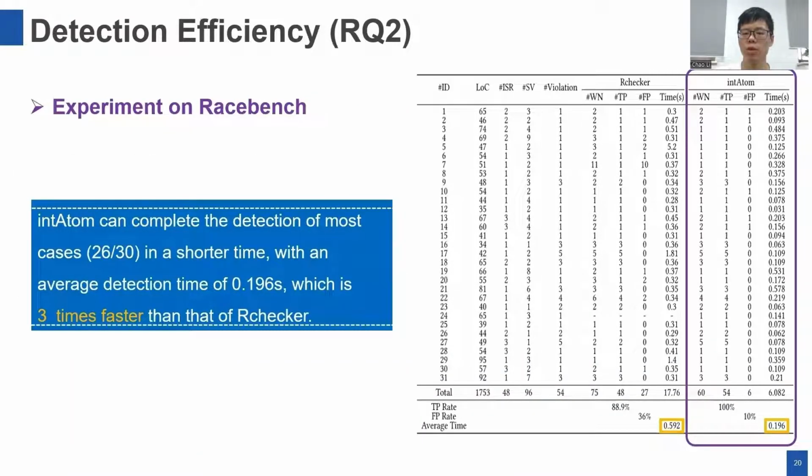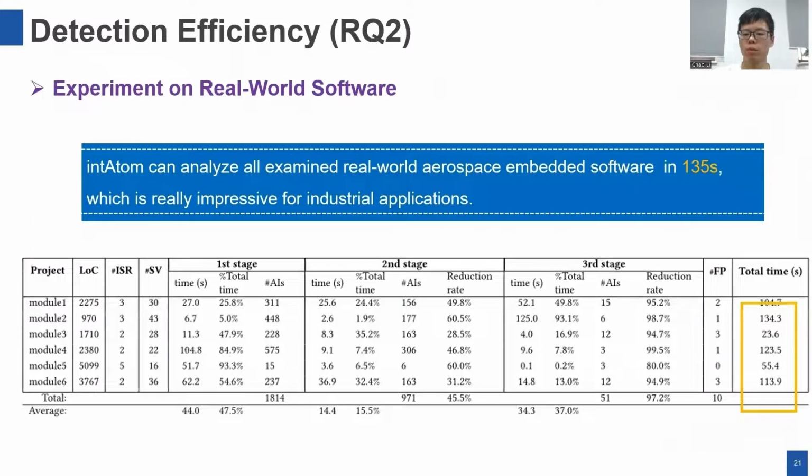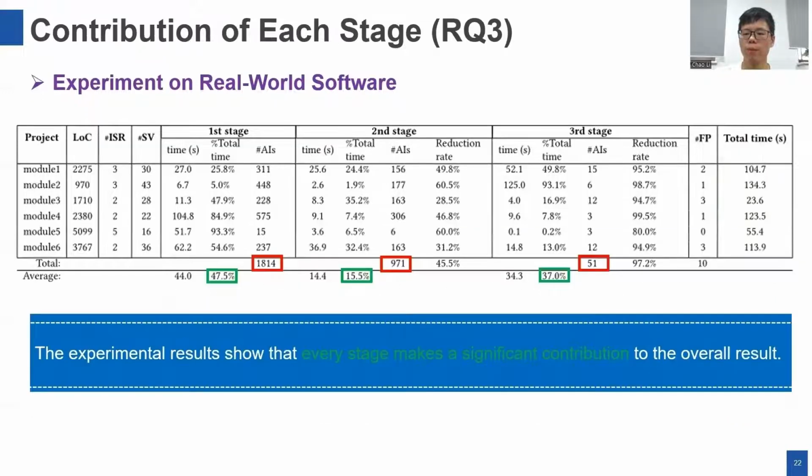The runtime statistics show that InterAtom can complete the detection of most cases in a short time, with an average detection time of 0.196 seconds, which is 3 times faster than our checker. InterAtom can analyze all examined real-world aerospace embedded software in 135 seconds, which is impressive for industrial applications.